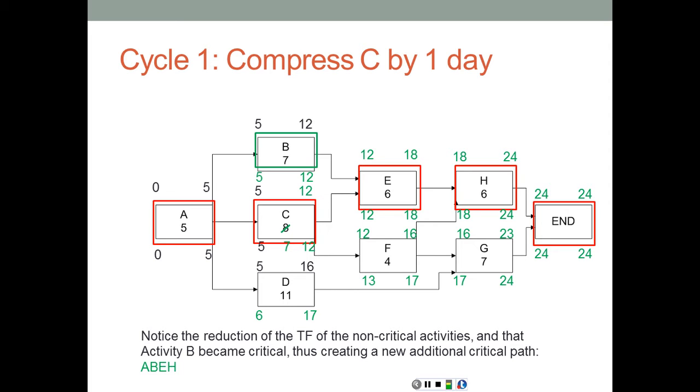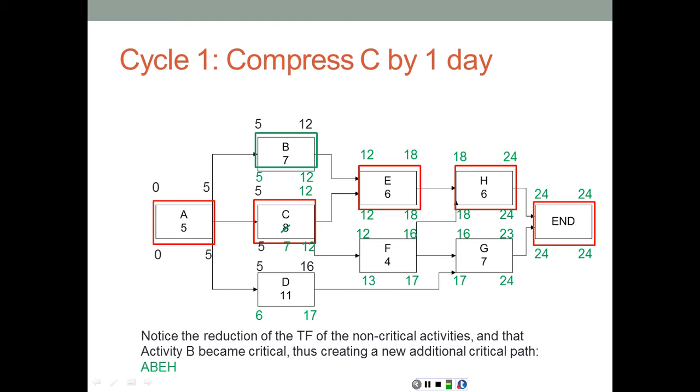Now let's look at the other paths. We notice here that activity G has a total float of only 1 day. So does activity F, and also so does activity D. Therefore, any additional compression to this path more likely is going to result in these activities becoming critical, except if we compress activity A, because compressing activity A is going to affect all the paths, so the non-critical activities are going to keep their total float.